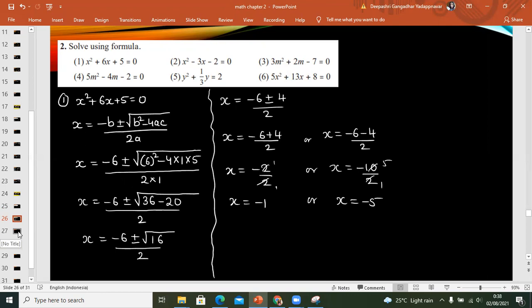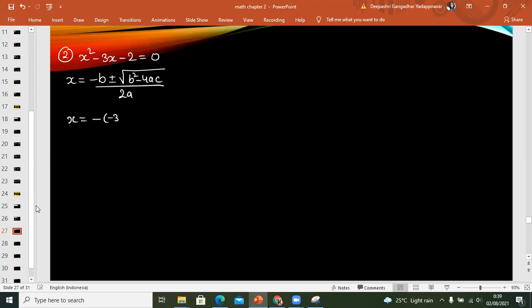The next question is x square minus 3x minus 2 equals 0. Let us write the formula every time when you are writing the equation so that it gets fixed in your mind. If you keep on writing the formula, you don't have to learn it separately. So minus b plus or minus root of b square minus 4ac, divided by 2a. X equals minus b, the value here is negative 3. We will write it in a bracket so that we don't make any silly mistakes.